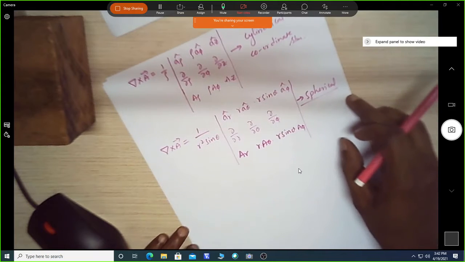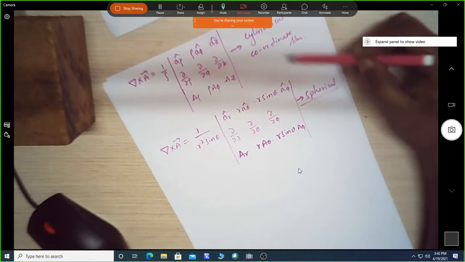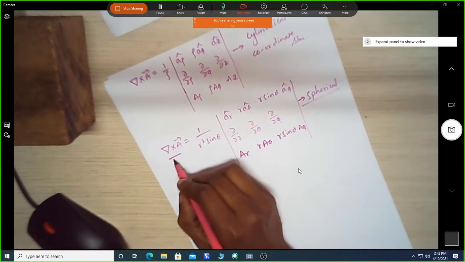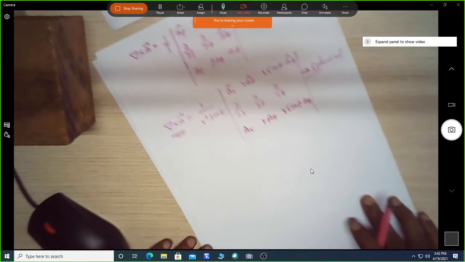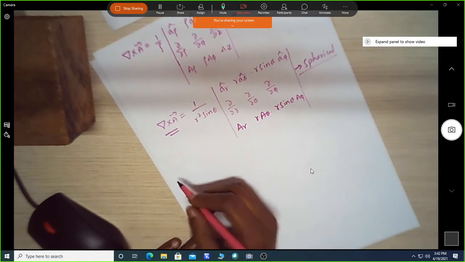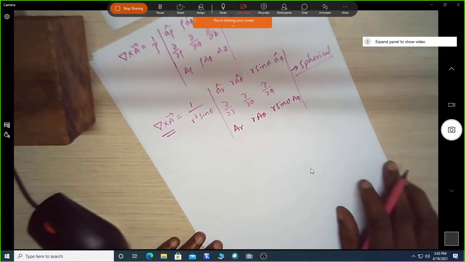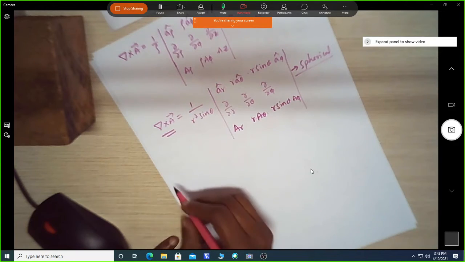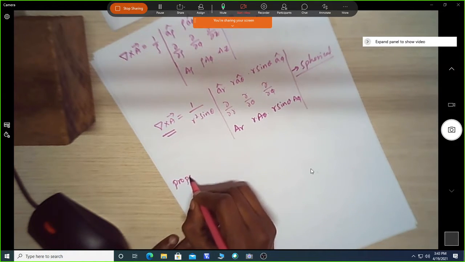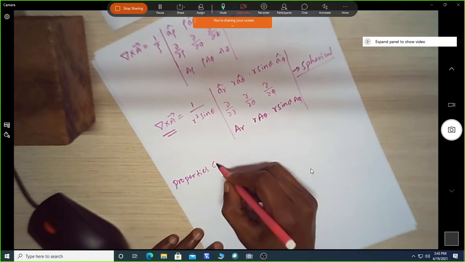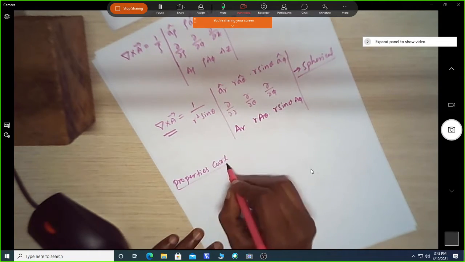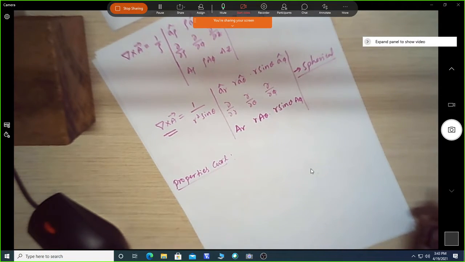Okay, so these are the cylindrical and spherical coordinate system expressions for the curl of A. Now, what are the properties of curl? We can define the properties of curl, and see how it will vary.